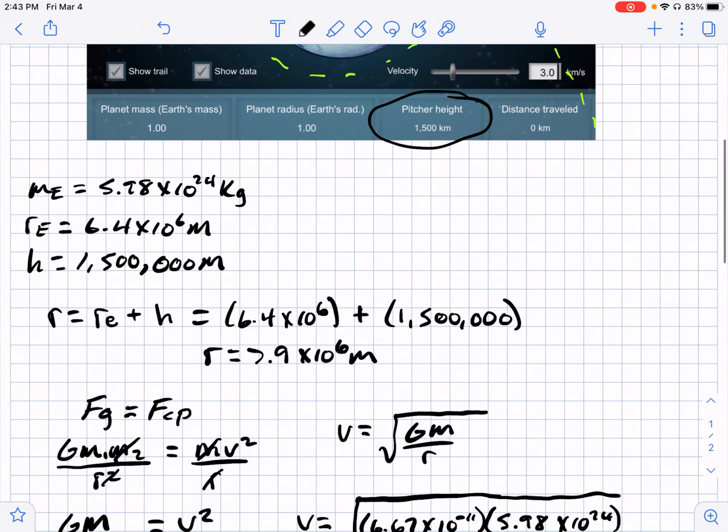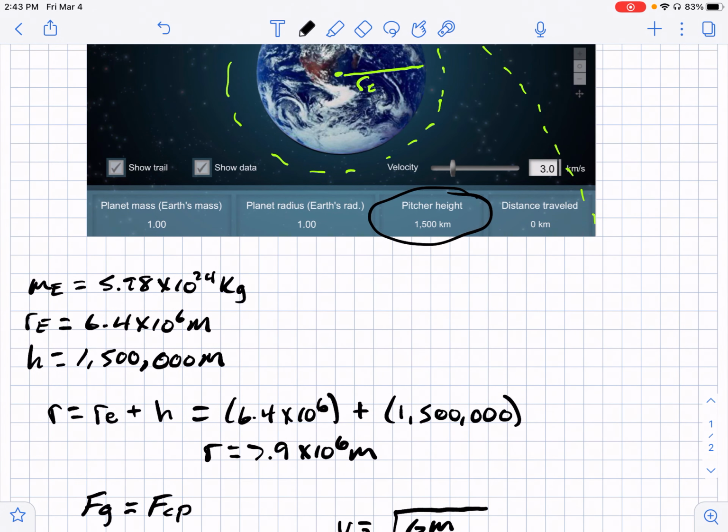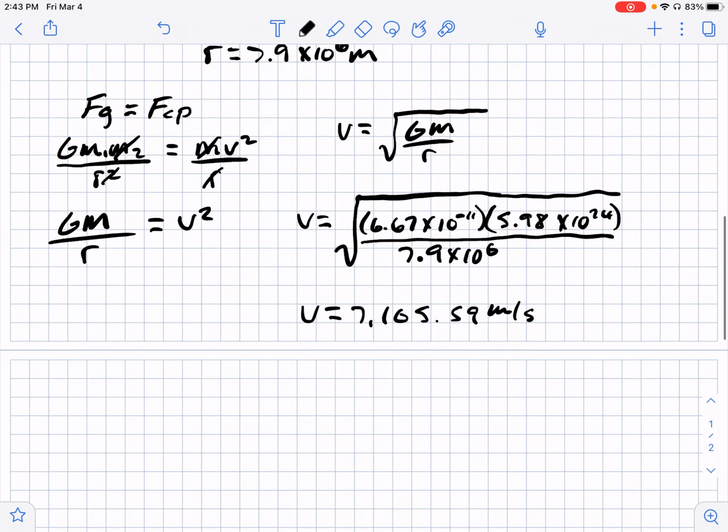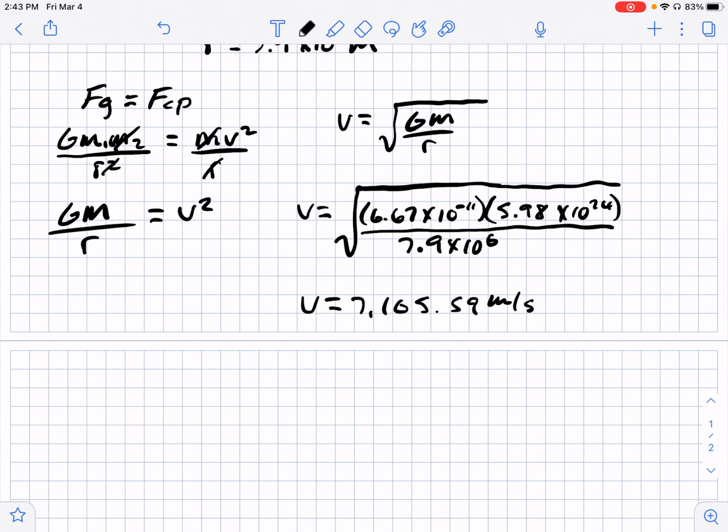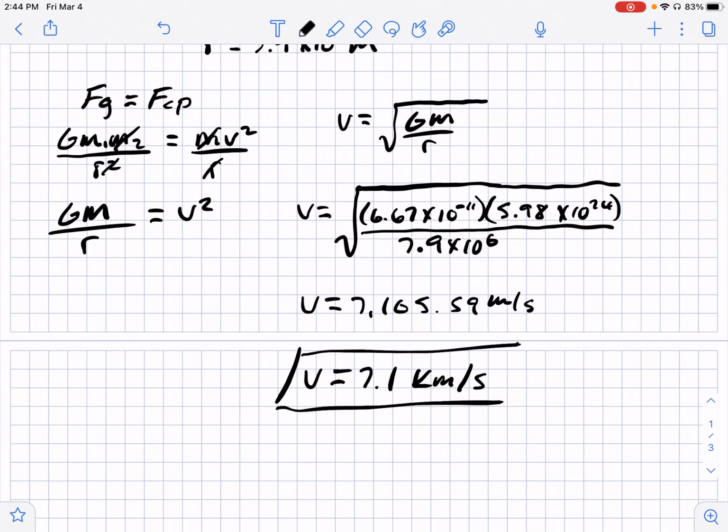But if you look at the Gizmo, they have kilometers per second. So we need to convert that to kilometers per second, so we're going to move that decimal place 3 to the left. Then the velocity in terms of kilometers per second should be 7.1 kilometers per second. If our math is right, we can go into the gizmos and set that velocity, and we should have that ball go in orbit.